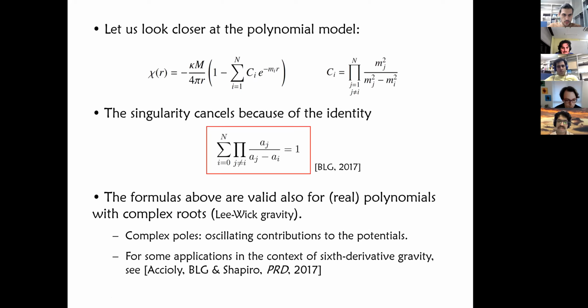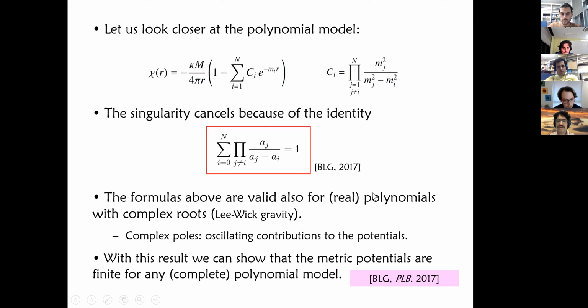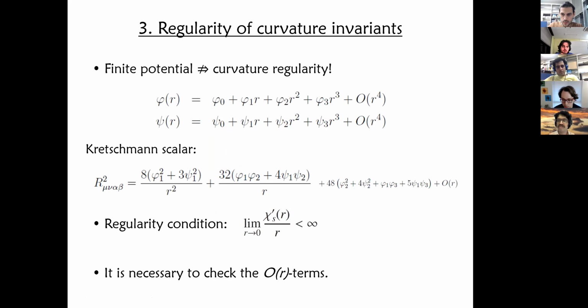And with this result, using this identity, we can show that the metric potentials are finite for any complete polynomial derivative gravity. By complete, I mean that it has higher derivatives in both the spin 0 and spin 2 sectors. This was proved in this paper. But in this paper, we only worked with this result. We didn't actually evaluate the general potential for general models that could include, for example, degenerate poles.